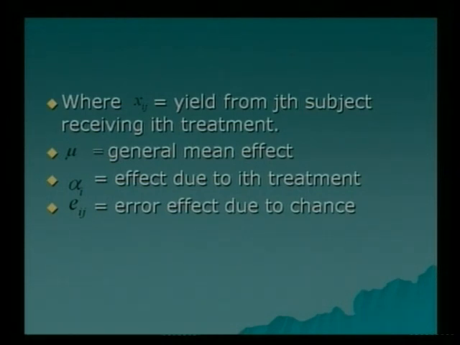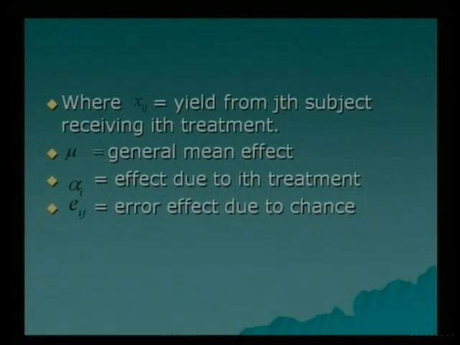In the model, xij denotes the yield from the jth subject receiving the ith treatment. Mu is nothing but the general mean effect. Alpha i is the effect due to the ith treatment, and eij is the error effect due to chance.